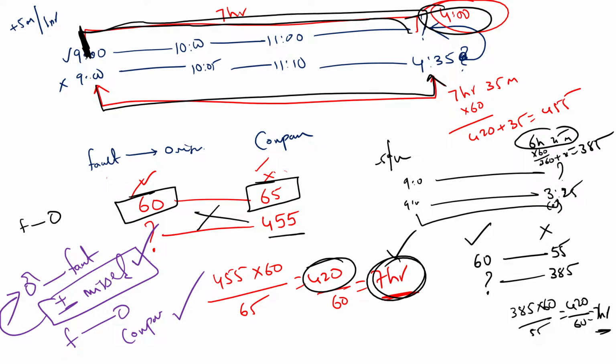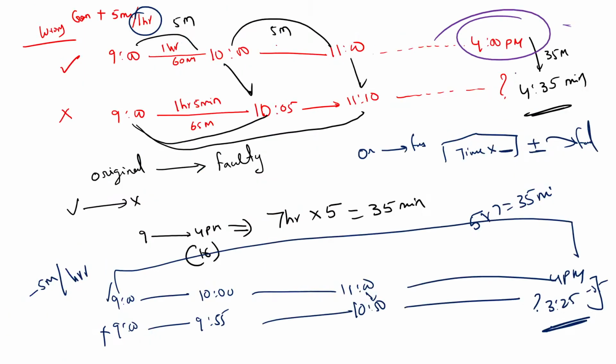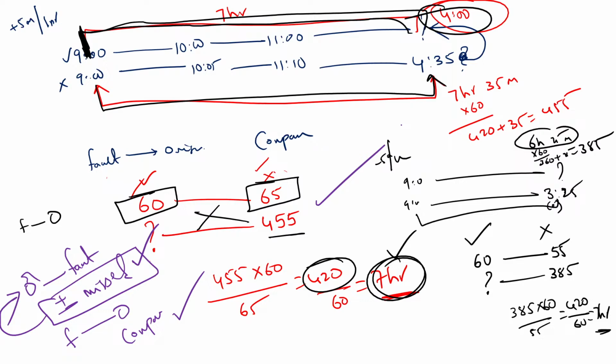But the addition and subtraction method, you have to go only from original to faulty, not from faulty to original. If you know the original time and you want to find the faulty time, then only you have to add or subtract the missed time, like 35 minutes and 35 minutes. But if you know the faulty and you want to find the original, the only method here is comparison.